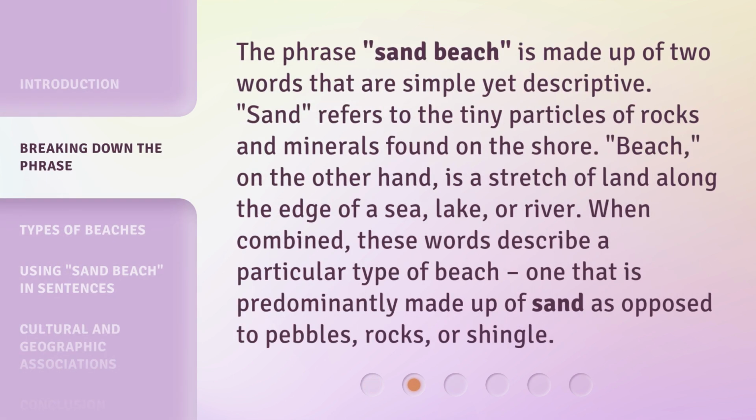The phrase, sand beach, is made up of two words that are simple yet descriptive. Sand refers to the tiny particles of rocks and minerals found on the shore. Beach, on the other hand, is a stretch of land along the edge of a sea, lake, or river. When combined, these words describe a particular type of beach, one that is predominantly made up of sand as opposed to pebbles, rocks, or shingle.